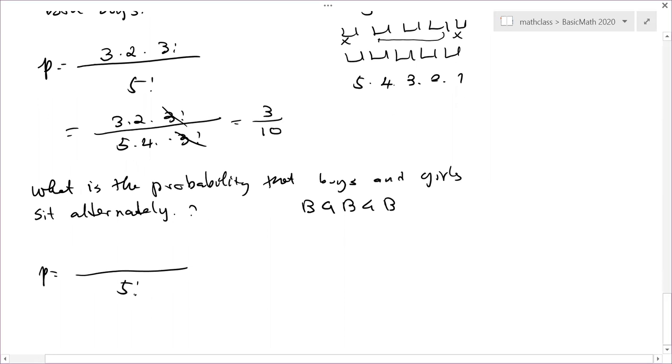The question is, how do you choose 3 boys, 2 girls? So those are the seats already fixed. The first one, the third one, and the last one will be for the boys. So you pick 3 boys, put them in these places. So there will be 3 factorial choices because there are 3 boys. Then you pick 2 girls for the 2 seats between them. So that's 2 factorial. Okay, so the answer will be 1 over 10. After simplifying, just 1 over 10.